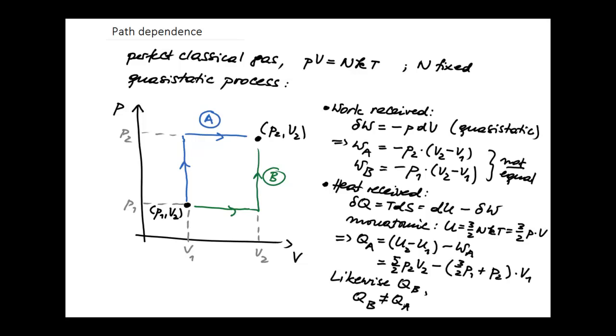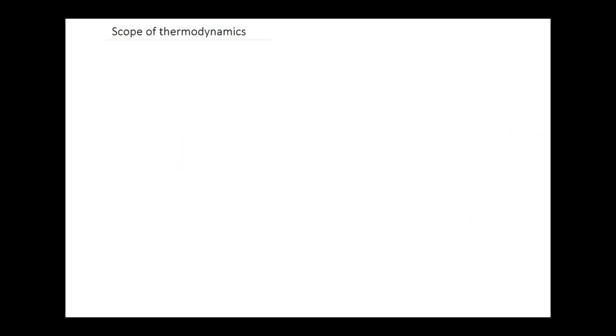After these sort of preliminary remarks about heat and work and processes, I'd like to say a few words in general about the scope of classical thermodynamics. The general setup is that you have multiple systems. Say you have a system A, you have a system B, you may have another system C, and so on.